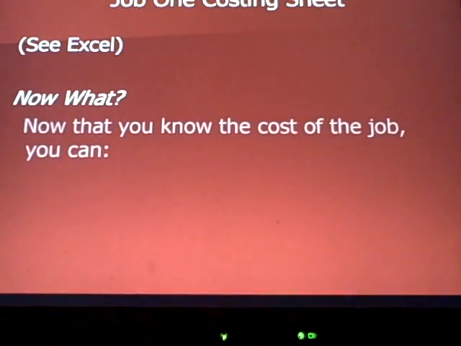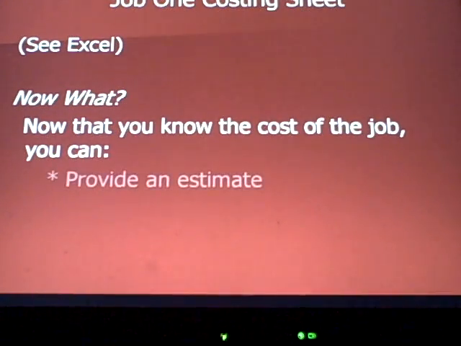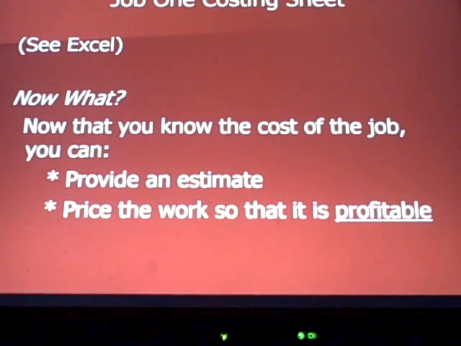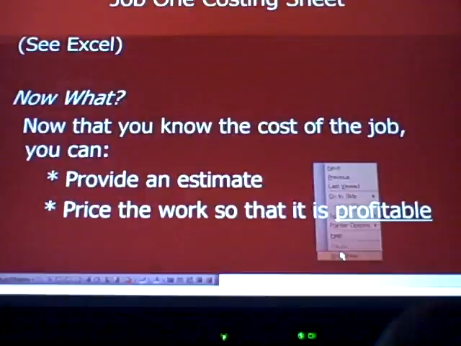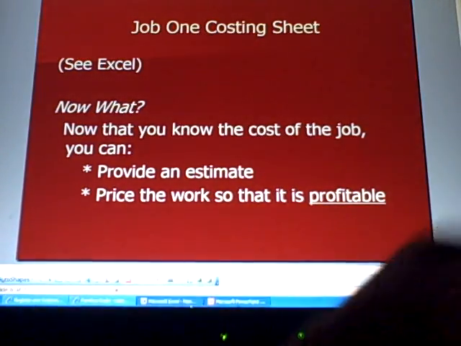What we're going to see on the Excel sheet is a job costing sheet that we use to collect all these costs. And now we get to the now what question. Once you know all the costs of the job, you can do two things. You can provide an accurate estimate. You can also price the work so it's profitable to you. So I'm going to reduce the size of the PowerPoint, and we're going to go over to Excel and take a look at a job costing sheet.